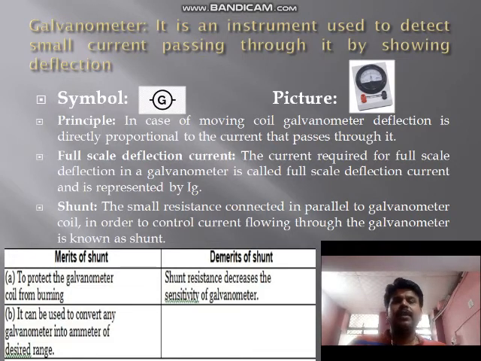coil. Merits of shunt: it is used to protect the galvanometer coil from burning. It is used to convert any galvanometer into an ammeter of desired range. Demerit of shunt: shunt resistance decreases the sensitivity of the galvanometer.